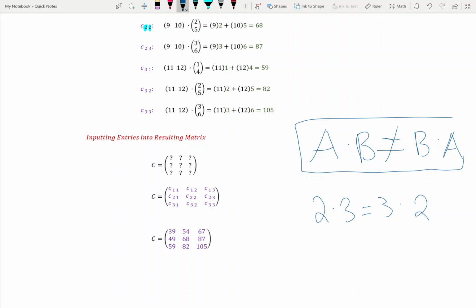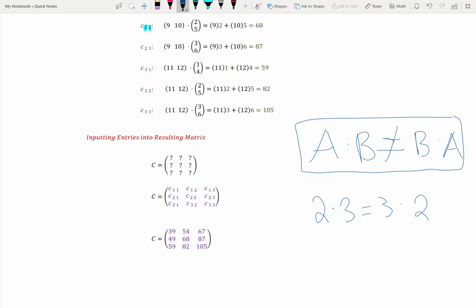We saw that one resulted in a 2 by 2 matrix and the other one resulted in a 3 by 3 matrix. Completely different. Yes, they're both square matrices, but they're completely different matrices. So just be wary of that. Matrix multiplication is not commutative.